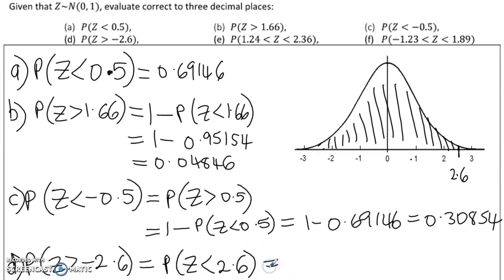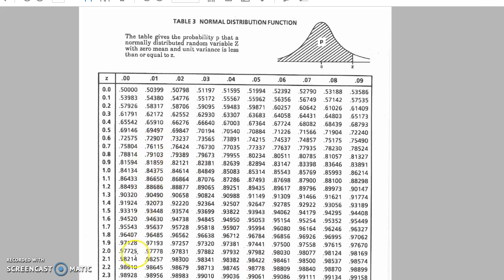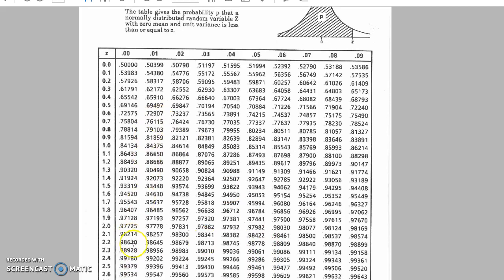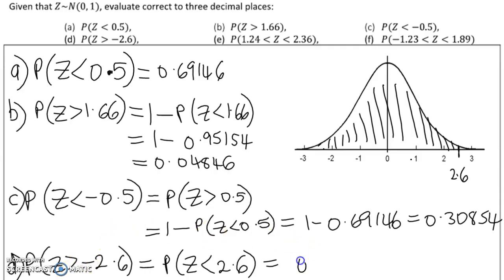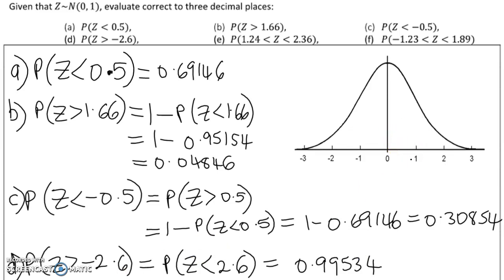So we just need to look in the table for 2.6, which is 0.99534. In part E, we have the area between two values. So we need the area between 1.24, which would be about there, and 2.36, which would be about there. So it's that little strip there.